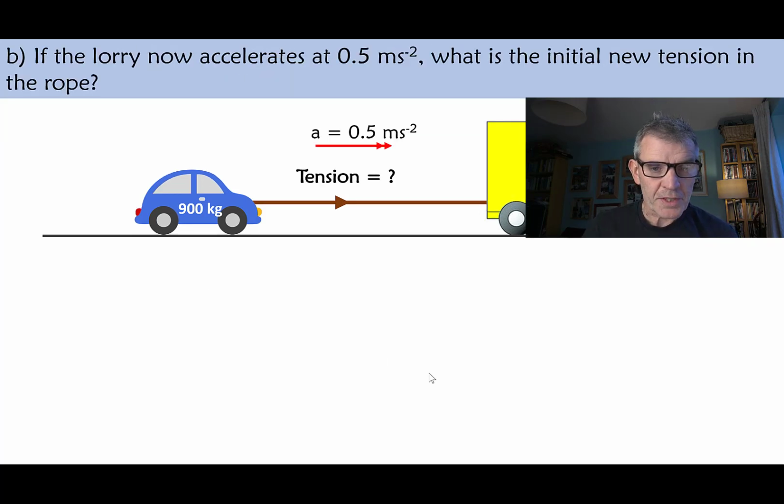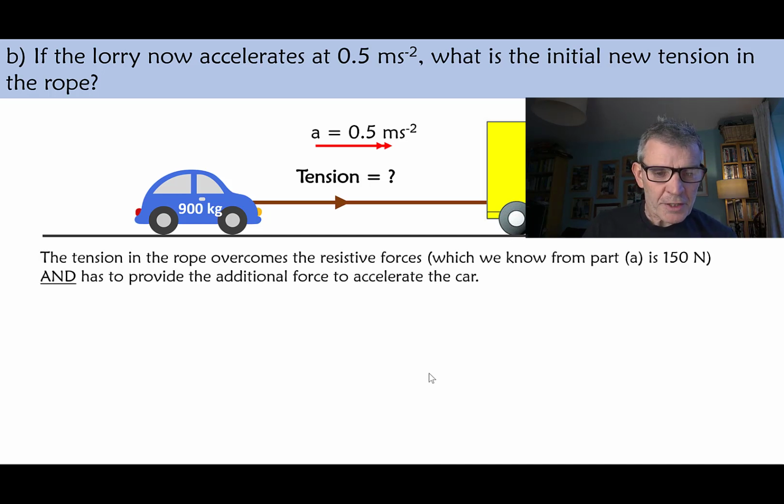Okay, next question then. If the lorry now accelerates at 0.5 meters per second squared, what is the new initial tension in the rope? Now they've used the word initial here because what they're saying is the car is still travelling at the same speed. So in other words, the friction and the air resistance aren't changing. So the tension in the rope is doing two jobs. It's overcoming the resistive forces, which we know from part A is 150 newtons, and it is also providing the additional force to accelerate the car.